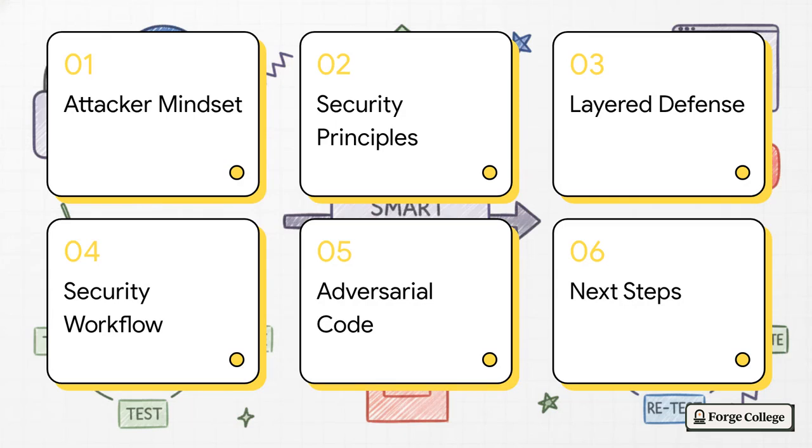So here's our engineering schematic for today. First, thinking like an attacker. Second, the core principles of security. Third, the layered defense strategy. Fourth, a repeatable security workflow. Fifth, coding an adversarial test. And finally, wrapping up and next steps.